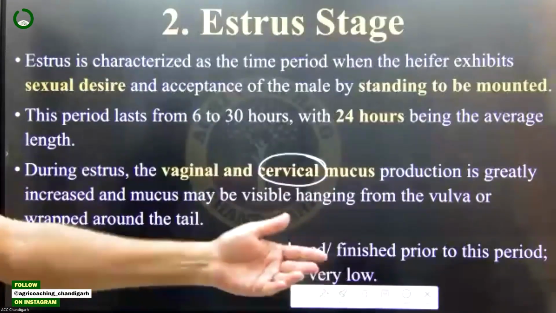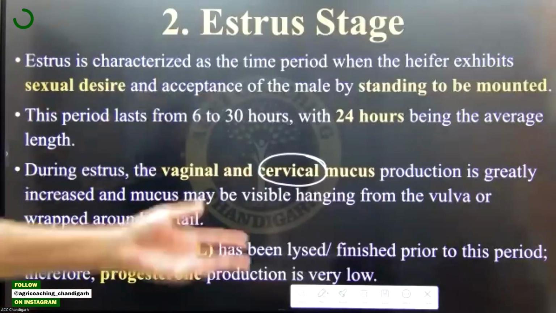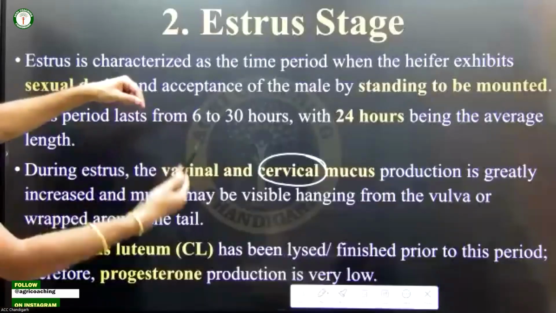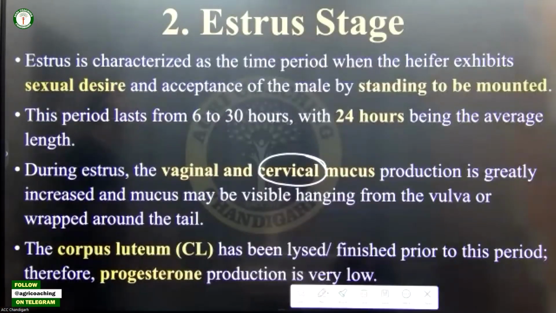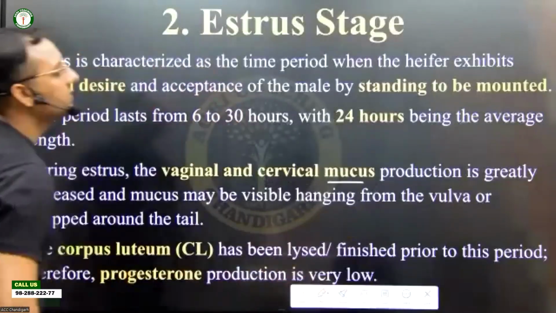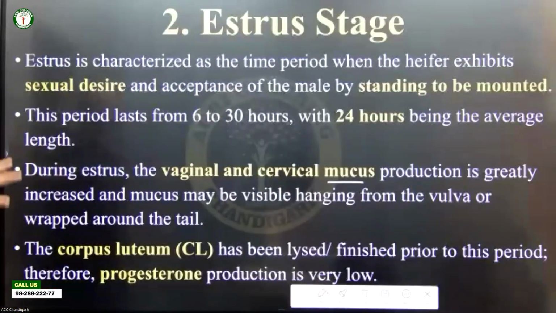And that cervical mucus will come outside once the cow comes in heat, and you will see that mucus wrapped around the tail of the animal. So during estrus, the vaginal and cervical mucus production is greatly increased, and mucus may be visible hanging from the vulva or wrapped around the tail.